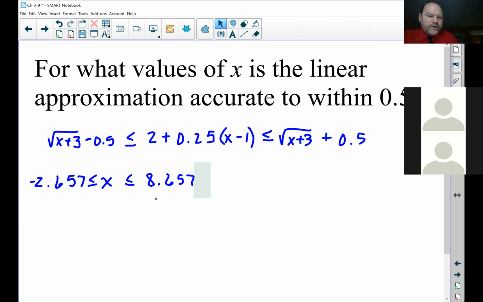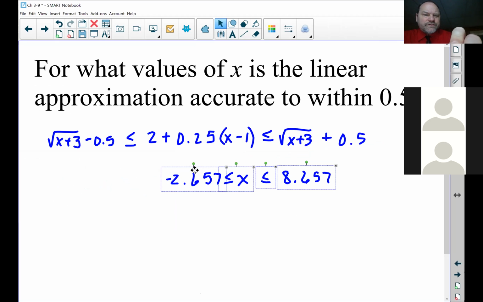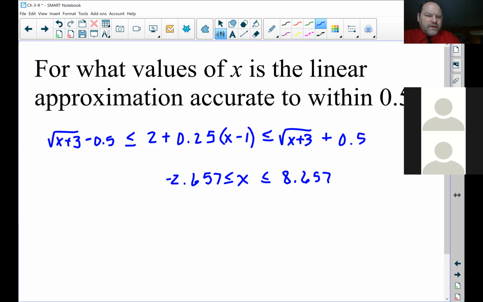So we actually have a pretty good range. Basically what this is telling us is we could approximate the square root of 0.343 up to 11.657 and still be within 1/2 of the actual value of that square root. Yeah, pretty interesting to me anyway.